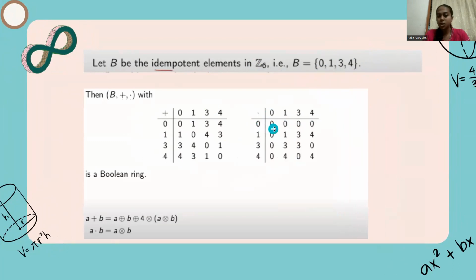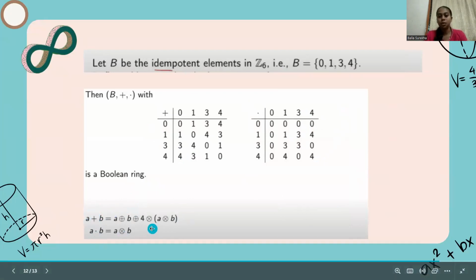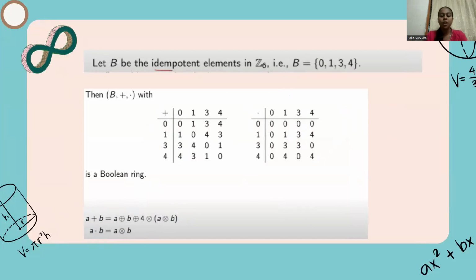So here if we observe, 0 times 0 gives 0, 1 times 1 gives 1, 3 times 3 gives 3, and 4 times 4 gives 4. Therefore, it is satisfying the idempotent law and therefore it is a Boolean ring. For addition we use this operation and for multiplication we use this operation. Therefore, by this we can check whether a given set is a Boolean ring or not. So this is the concept of duality as well as the Boolean ring. Thank you.